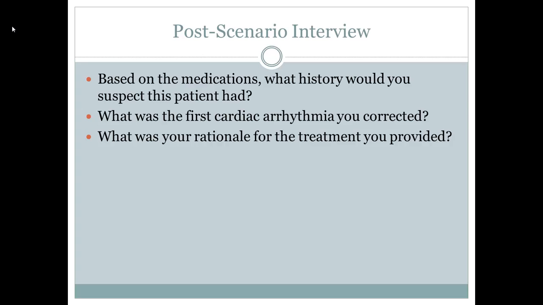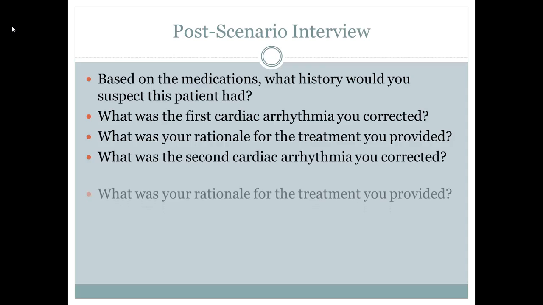So when you're working as a paramedic, things aren't always black and white. There are some gray areas. So this way, if the student did something that wasn't exactly expected by the instructor, it gives the student a chance to justify and give the rationale for what they did and why they feel it was right. And then we'll just repeat that for the second arrhythmia as well.